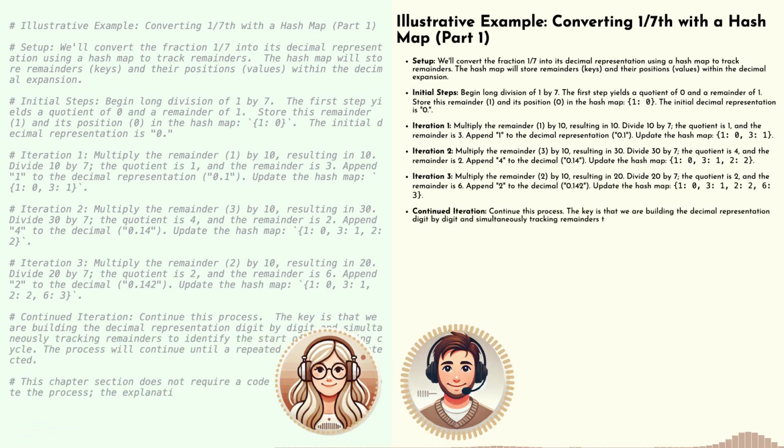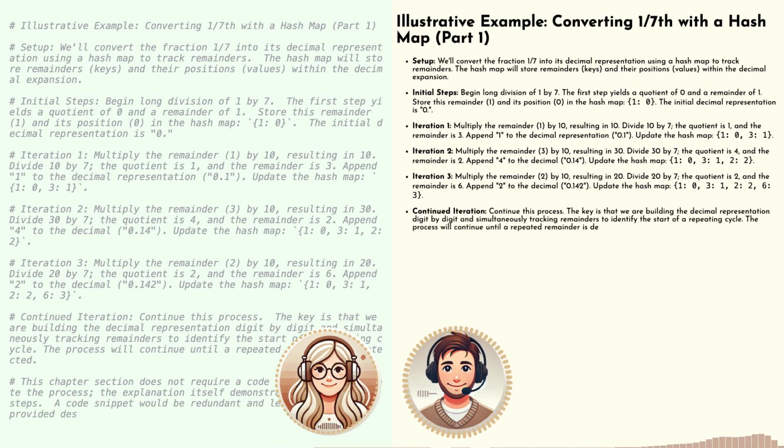Where do we begin? We take our remainder, which is 1, multiply it by 10 to get 10, and then divide that by 7. It gives us 1 as the first digit after the decimal point and a new remainder of 3. Perfect. Now this is where our hash map comes into play. What do we do with that remainder of 3? We store it in our hash map as a key, and its value will be its position in the decimal, which is 1, since it's the first digit after the decimal point. Exactly. So far our decimal is 0.1, and our hash map looks like this: 3, 1. Now what's our next step?